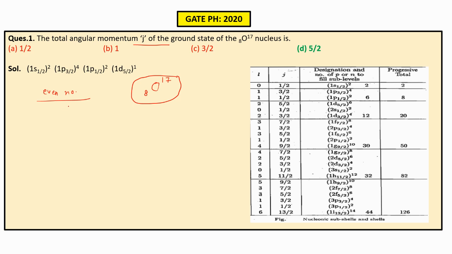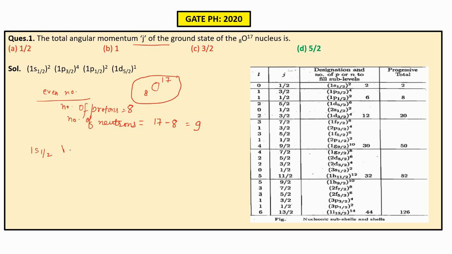In this, the number of protons is 8. And now you need to find out the number of neutrons. So they are 17 minus 8 is equal to 9. Now we start filling the subshells. 1s is 1 by 2.